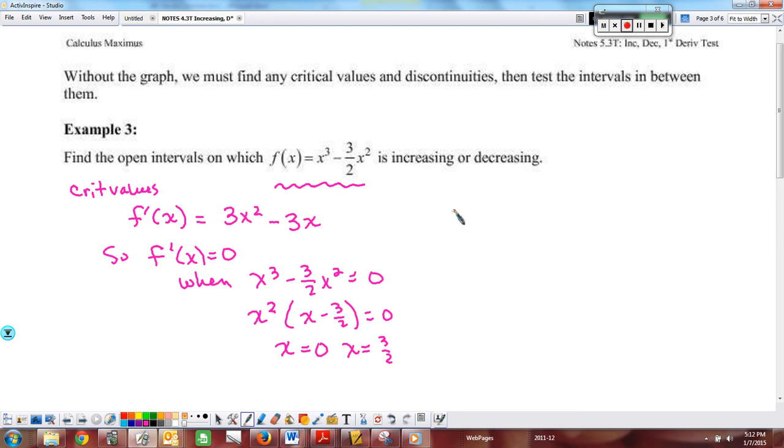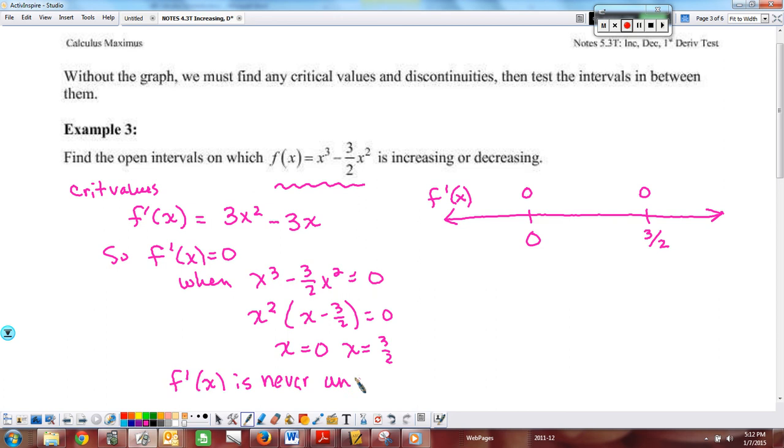And then what we're going to do is create a sign chart to organize our information, because what we know is that where our derivative is 0 is a place where it may switch from increasing to decreasing. So we're going to put our 0 and our 3 halves. I'm going to label f prime of x as what I'm doing in my sign chart, and I'm going to label these as 0. Now if there were any discontinuities or any places where the derivative was undefined, I would add those on as well, because those could be a place where you would switch increasing to decreasing as well. But I don't have any, so I don't have any to add.